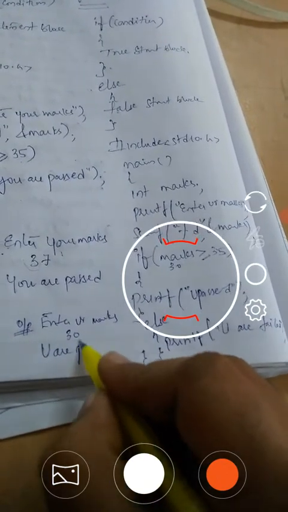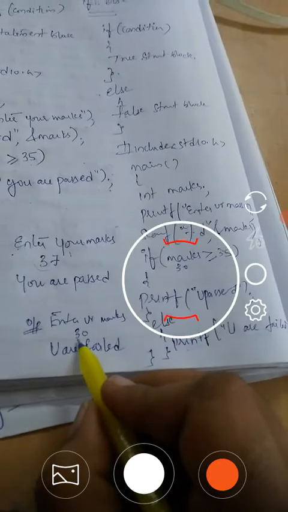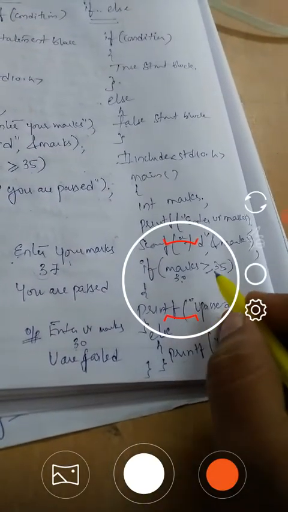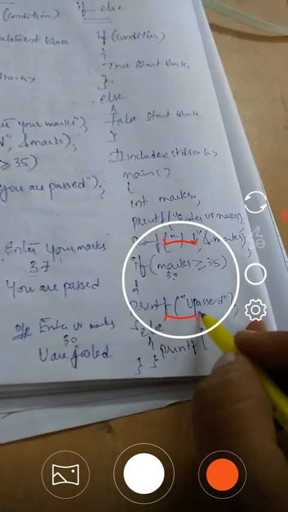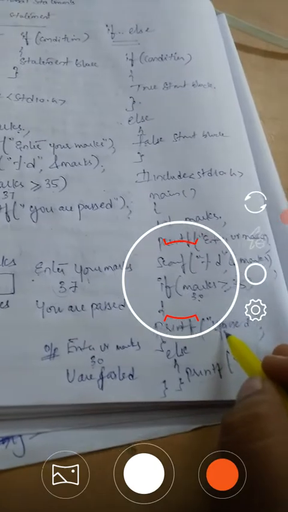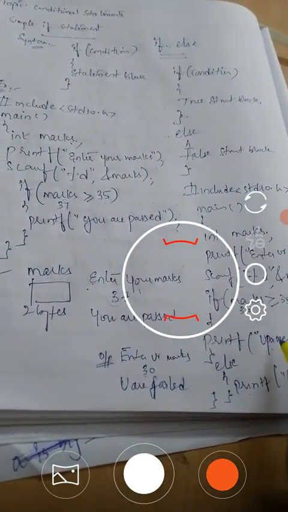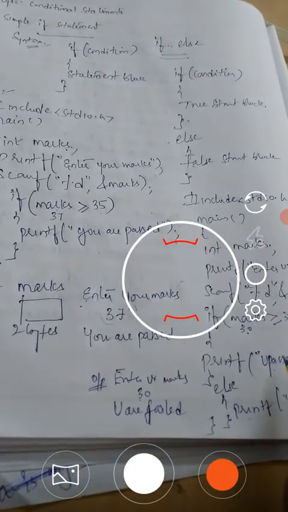You are failed. If I give 40 marks here, again it checks whether 40 is greater than or equal to 35. If it is true, I get the message you passed. So this is about simple if and if else statement and the difference between these two. I hope you can understand with this example.